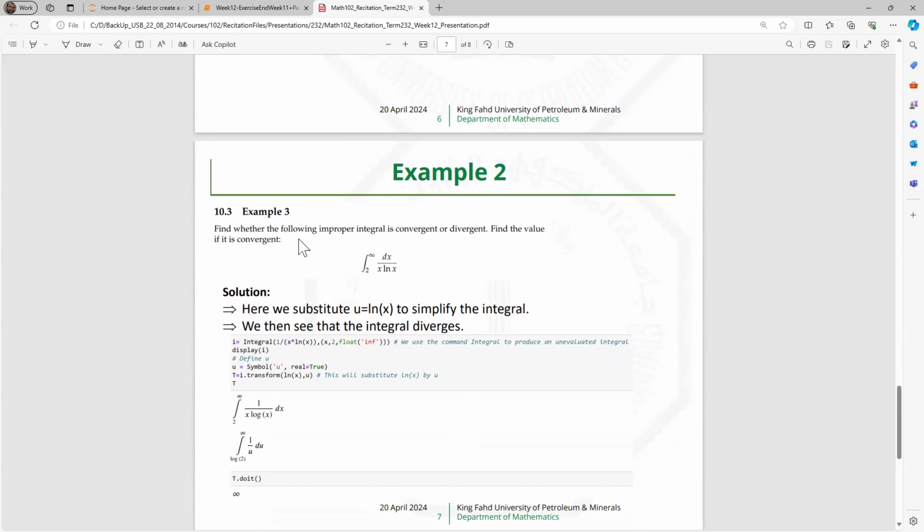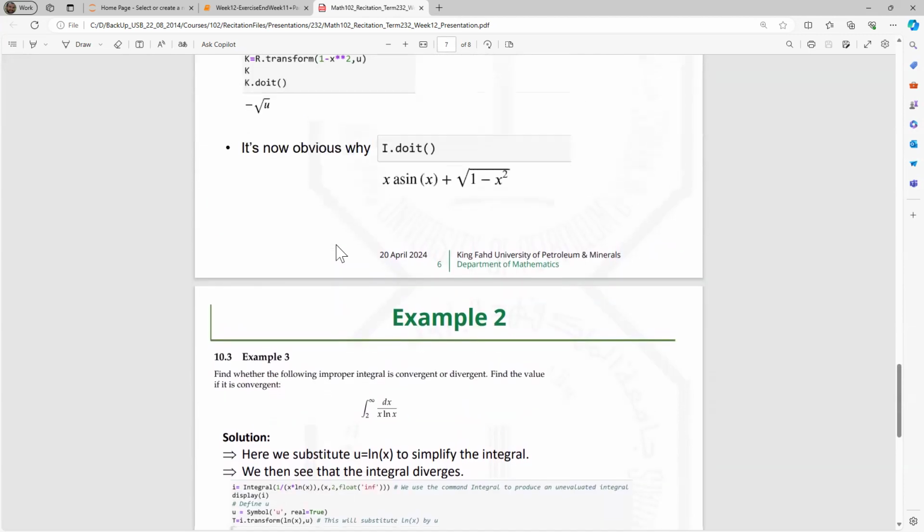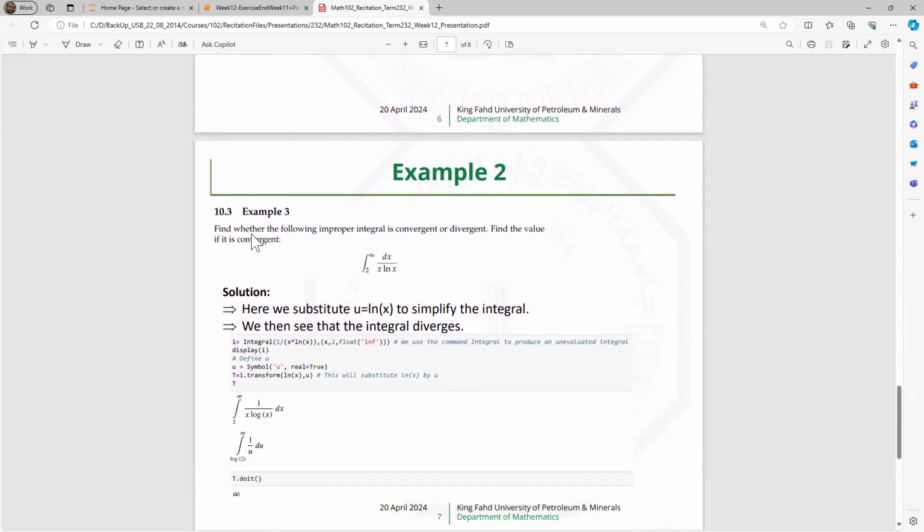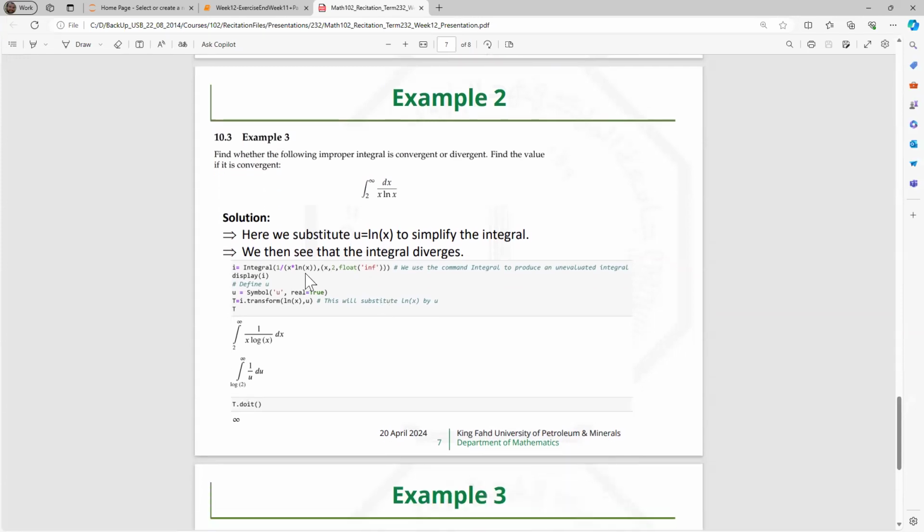Okay, so the next thing is example 2 in this presentation. Here we are talking about improper integrals. We would like to see whether or not this improper integral is convergent or divergent, and find the value if it's convergent. So what do we have? We have the integral from 2 to infinity of dx divided by x ln x. Here one can see that if we substitute u by ln x, we see something that is more clear. What happens if we substitute u by ln x? We have 1 over u.